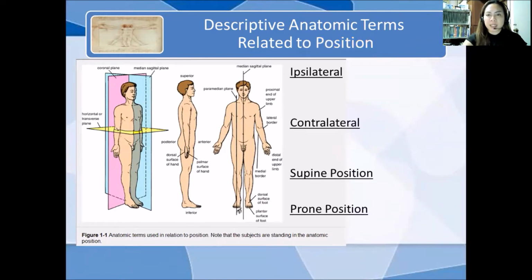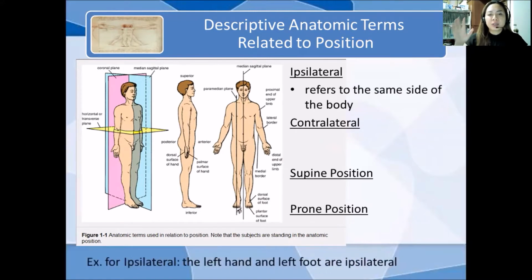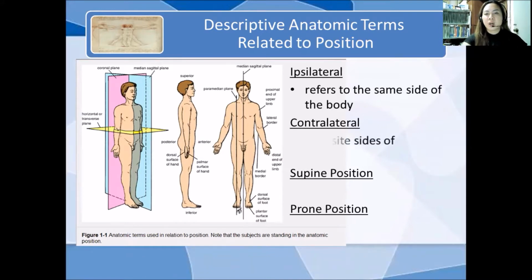How about ipsilateral? Pag sabihin natin ipsilateral, ano yun siya? This refers to the same side of the body. So same side, that is ipsilateral. Okay? So your right hand and the right foot, they are ipsilateral. The same way as your left hand and the left foot are ipsilateral because they are on the same side. Ano yung contralateral? Contralateral is the opposite side. So kung right dito sa kamay, left sa paa, they are contralateral to each other.